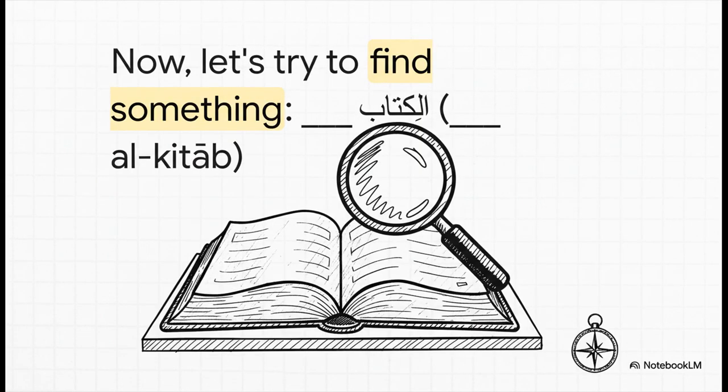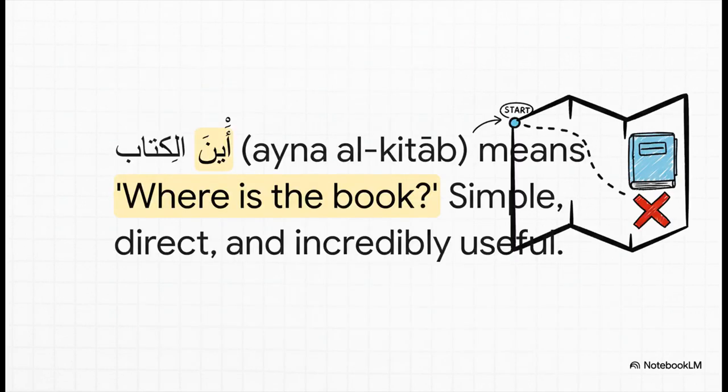Okay, cool. Let's try another one. You see the word el-kitab, which means the book. So if you want to ask where it is, which question word are you going to grab? You got it. It's aina. Aina al-kitab? Where is the book? See how that works? It's so simple, so direct, and just incredibly useful.